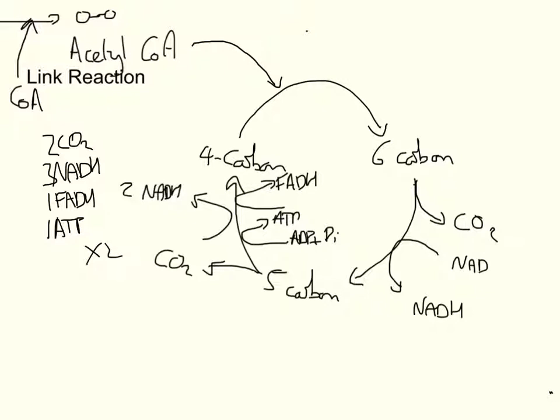Which means that we end up with 4 CO2 here, 6 NADH, 2 FADH, and 2 ATP molecules, just from the Krebs cycle.